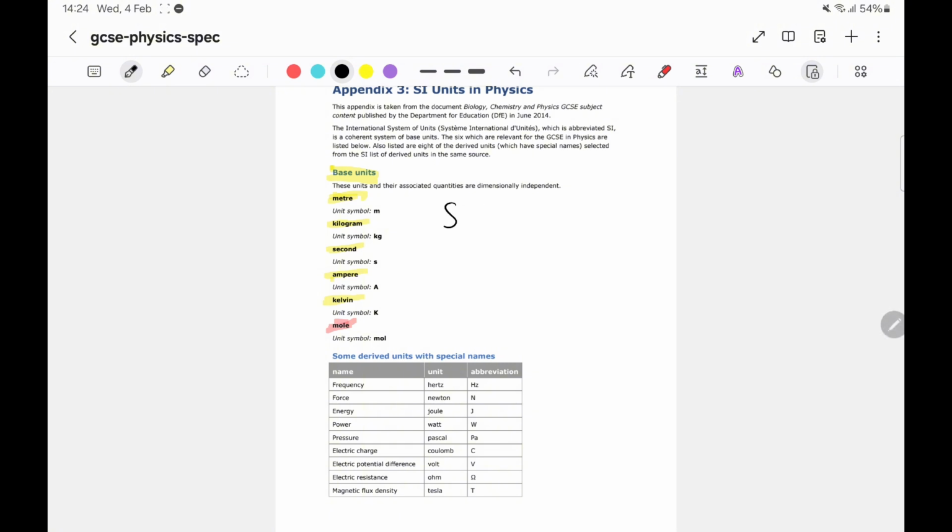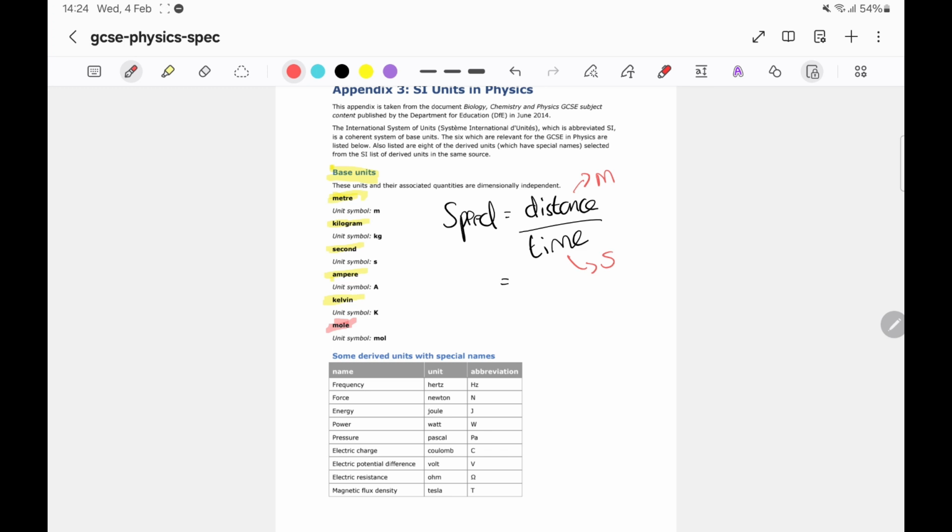So if I take speed, that is equal to distance divided by time. All I need to do to figure out the units for speed is to look at the units for distance and look at the units for time. So if I look at distance, distance is a length, so it has units of meters, and time has units of seconds.